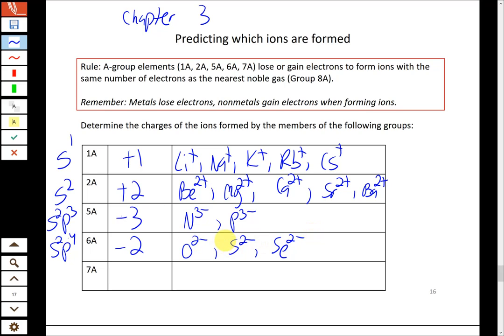to predict. But for those 3, and then for all of group 7A, which have S2P5 configurations, they can gain a single electron, form a -1 anion, and get to the nearest noble gas. So you see that for all the halogens, at least all the non-radioactive halogens that we'll talk about, which are these 4 here: fluorine, chlorine, bromine, iodine, all gain 1 electron to form -1 anions. So that's how you predict which anions and cations would form.